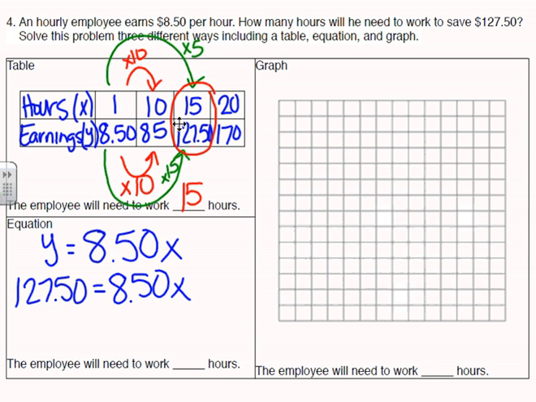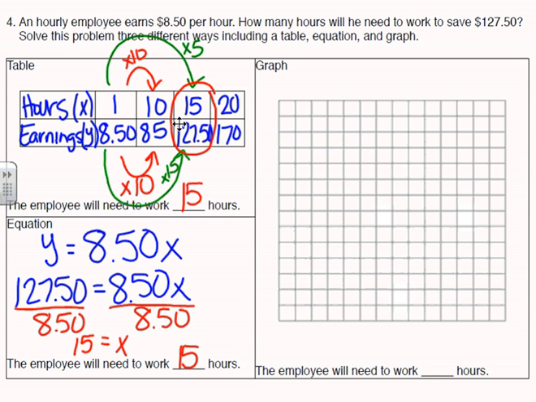And now I need to solve this equation. Yes, you do need to show these steps. So we're going to divide by $8.50 on each side. And now we've shown that it will take 15 hours to earn that amount. So we get 15.